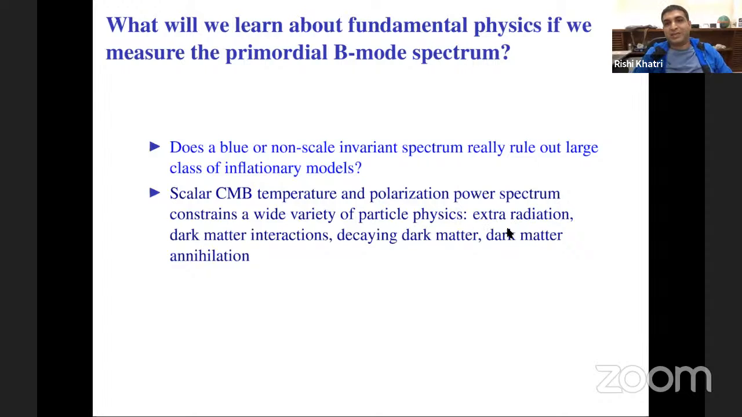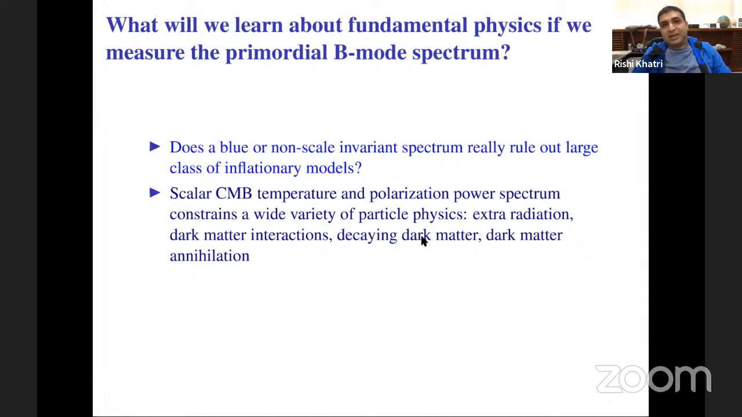We can constrain whether there is extra radiation in the universe, whether there are new interactions, whether dark matter decays or annihilates. So a lot of things we can do, because we have measured this CMB temperature and polarization very, very precisely. And because the early universe is so simple, we can calculate this CMB temperature and polarization power spectrum very, very precisely theoretically also. And that allows us to do very precise tests of what kind of new physics can be present in this early universe.